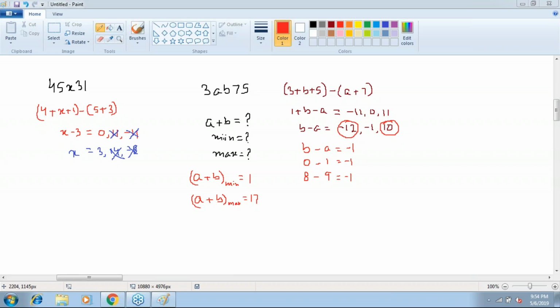Okay, a lot of requests to repeat, so let me do so. I hope that till this point everybody understood that b minus a should be minus 12, minus 1, or 10. Do I need to start before this point? Please guide me, guys.